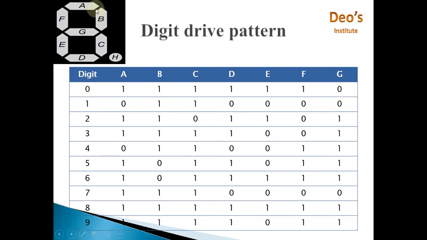If you want to display 0, then all LEDs should be on except G. So A, B, C, D, E, F will all be 1 and G will be 0. To display 1, only B and C will be 1 and the rest are all 0. To display 2, it will look like this, so only F and C will be off and the rest will be on. So C and F are 0 and the rest are all 1.